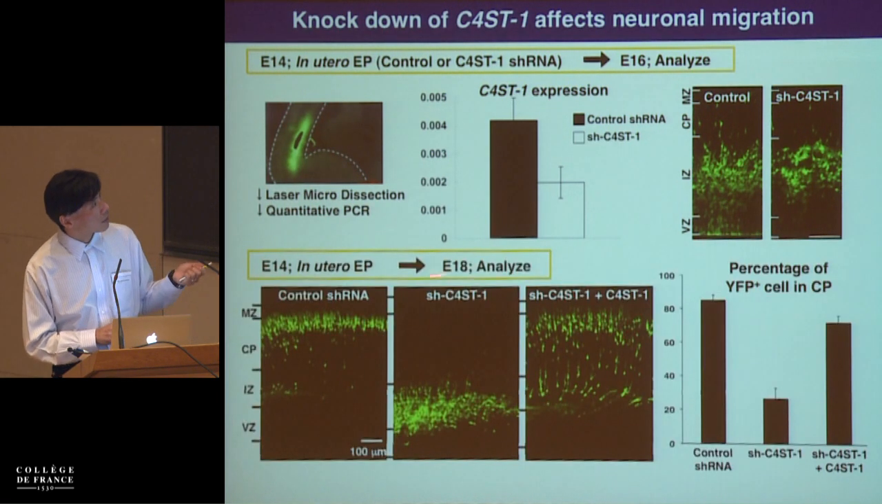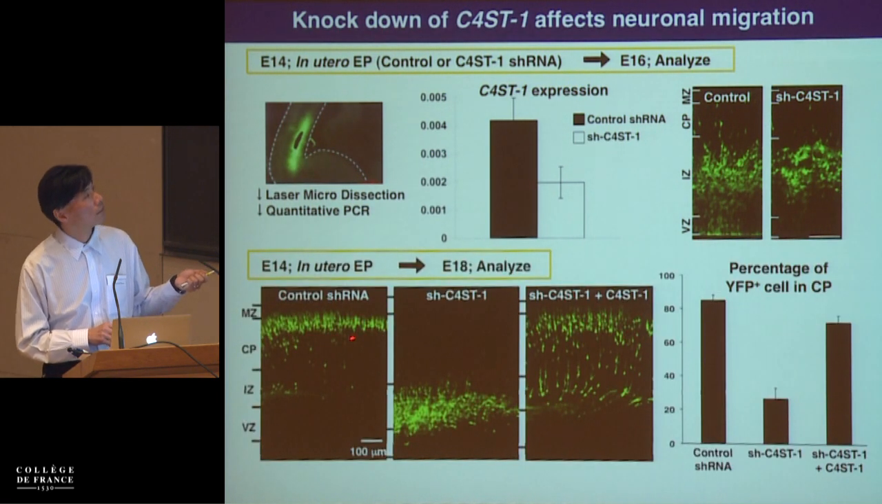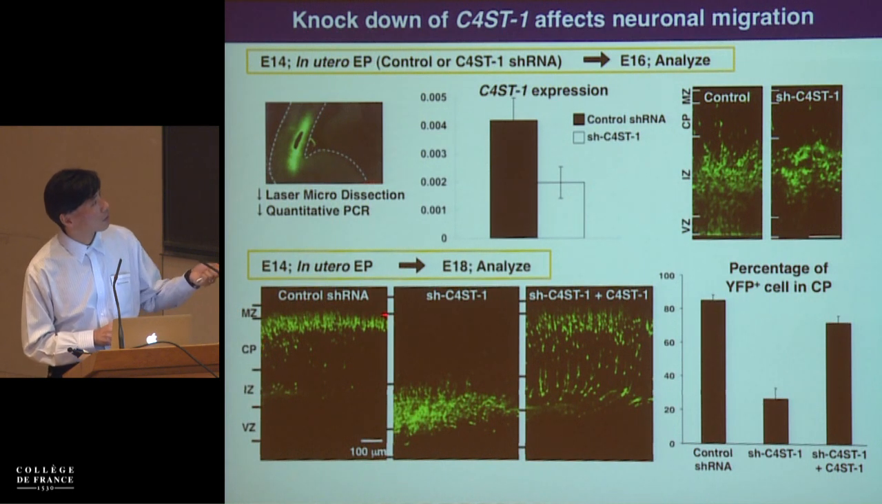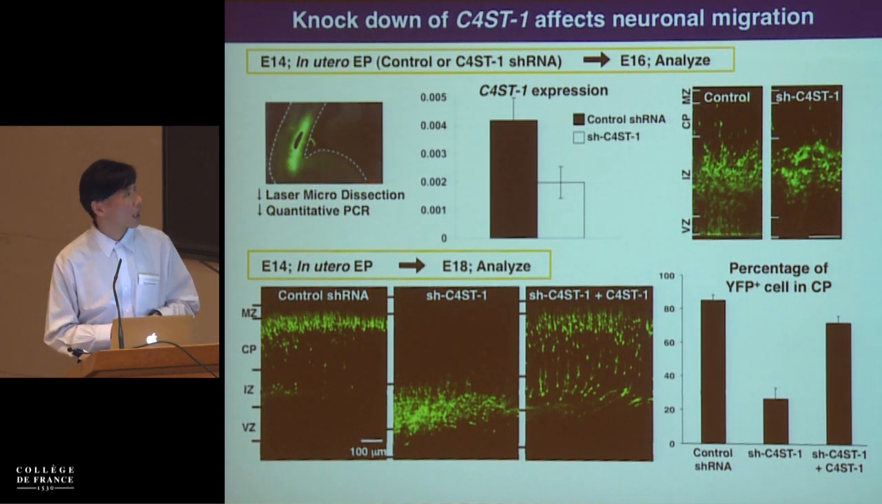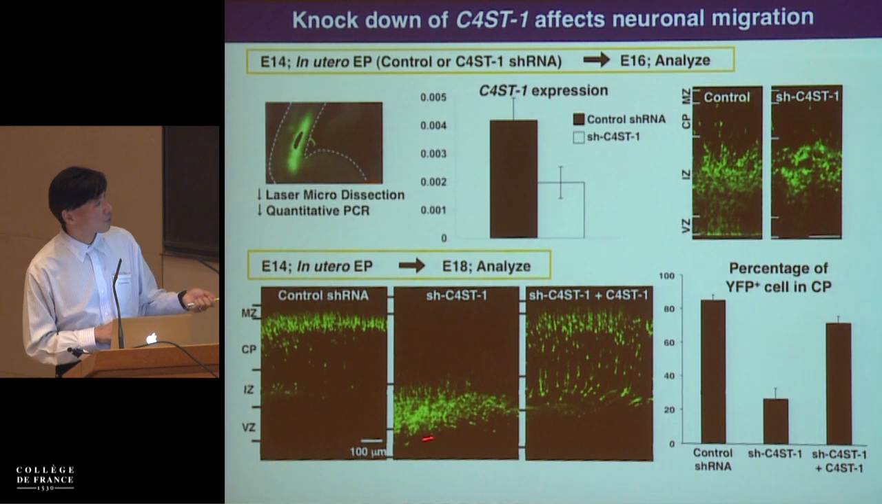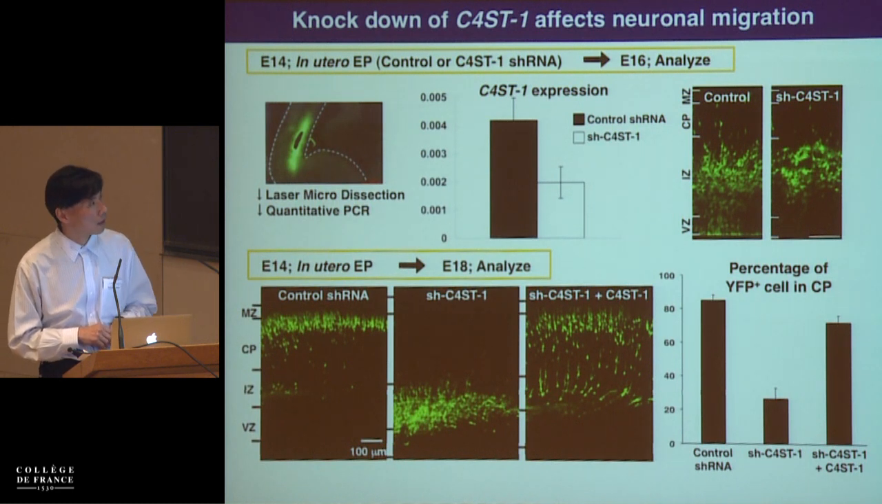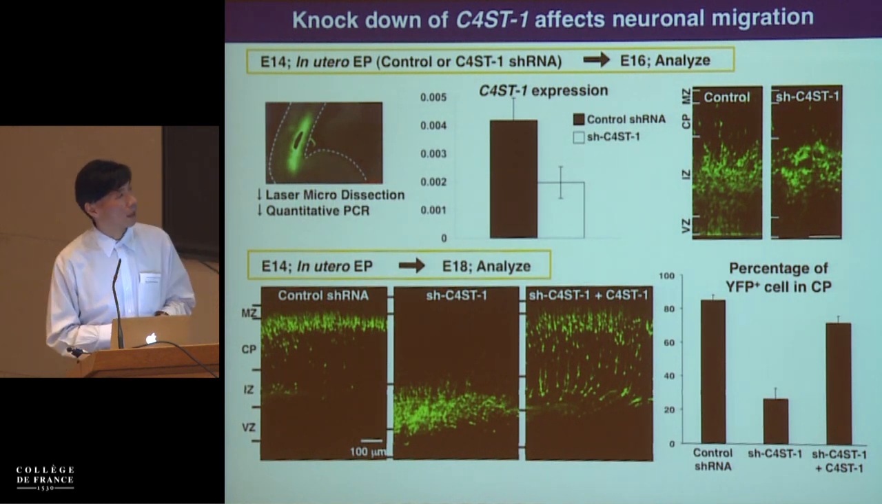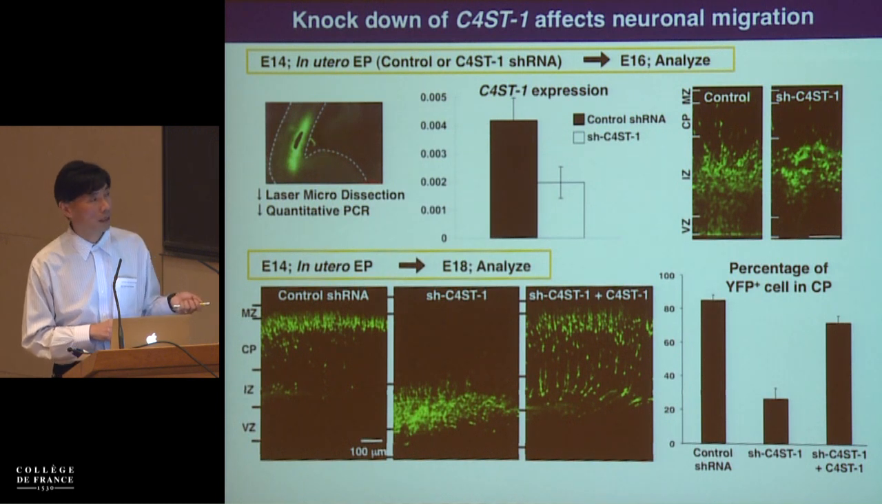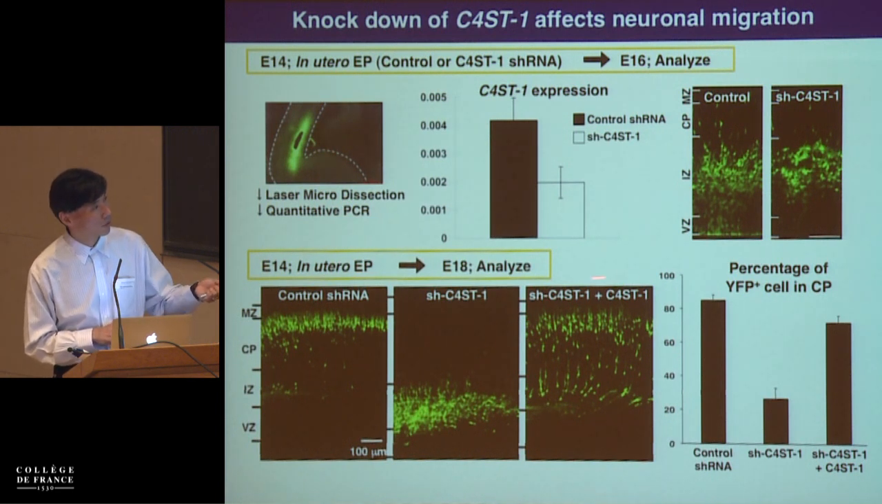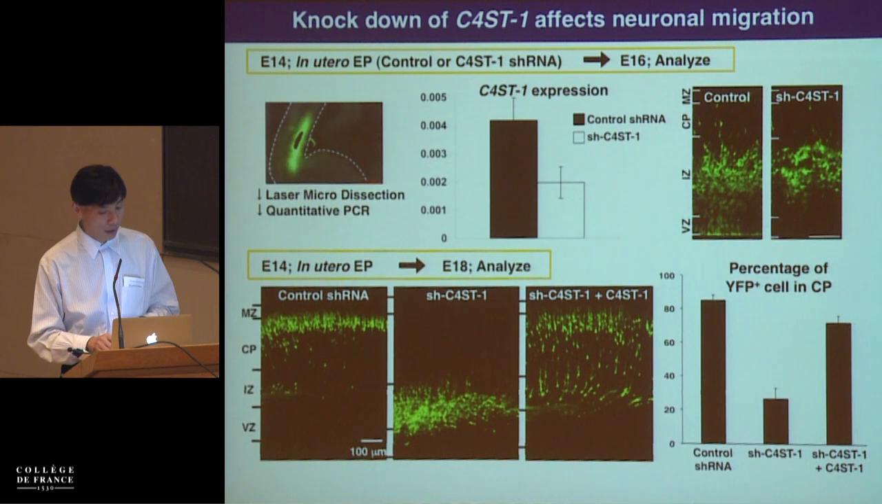Four days after transfection, control neurons migrated to a cortical plate. In contrast, migration was significantly inhibited by C4ST1 knockdown. The effect was successfully rescued by an overexpression of C4ST1.